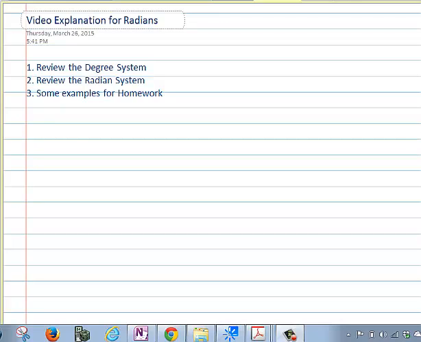So for the most part, we've been measuring angles with degrees. And we know what a 90-degree angle is. We know what approximately a 30-degree angle would be. But we're going to switch over to this thing called the radian system. And so, a little bit of historical perspective on this.